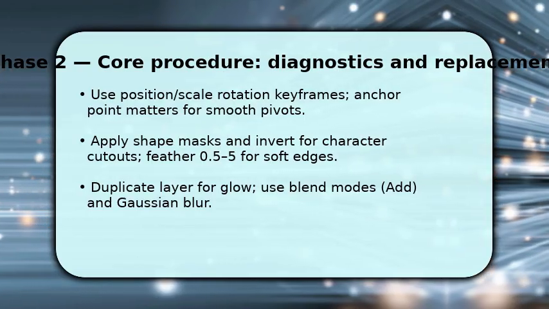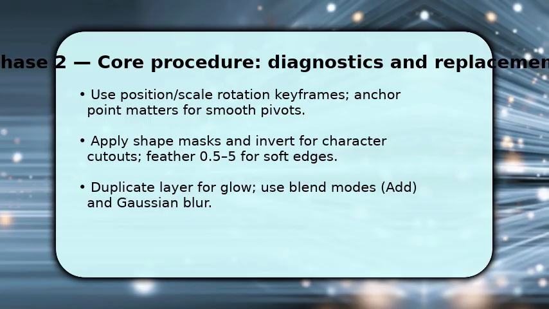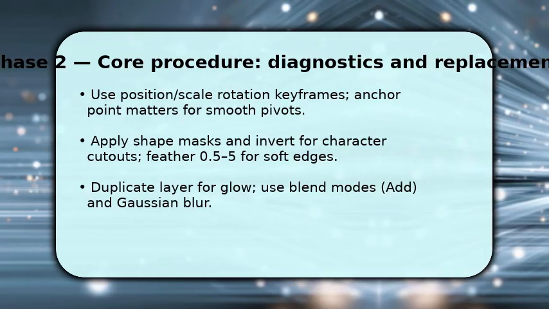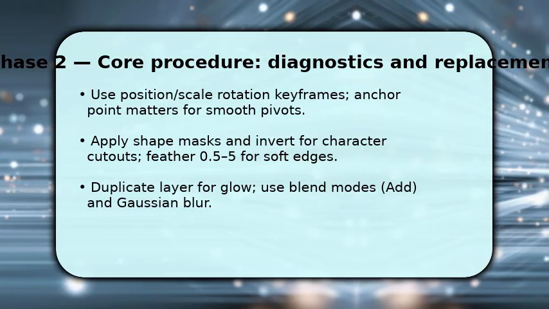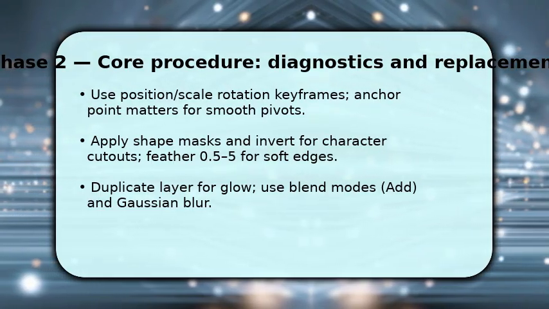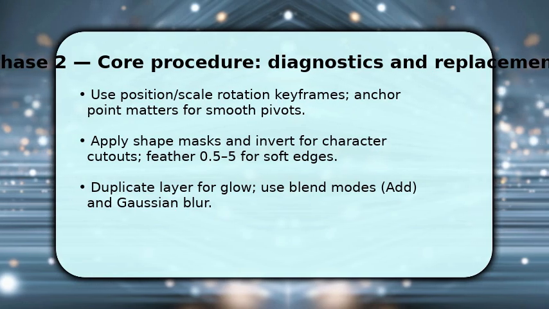Once masked, create shape masks around characters and feather them slightly to blend. Invert masks for background reveals. For stylized glow, duplicate the layer, set blend mode to add, and apply Gaussian blur. Make sure anchor points are correct, so rotations look anchored to the character.